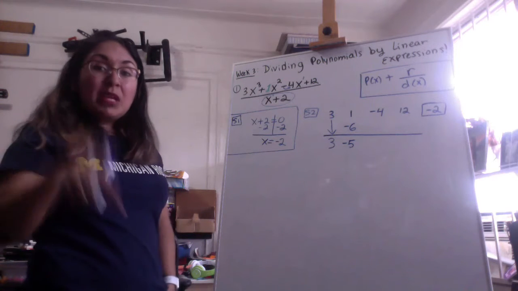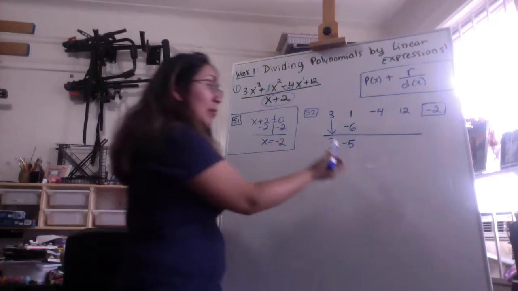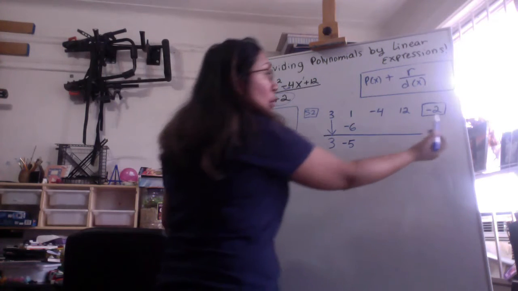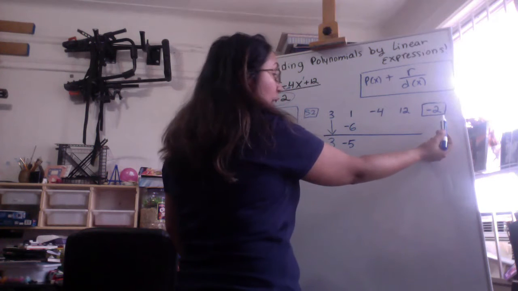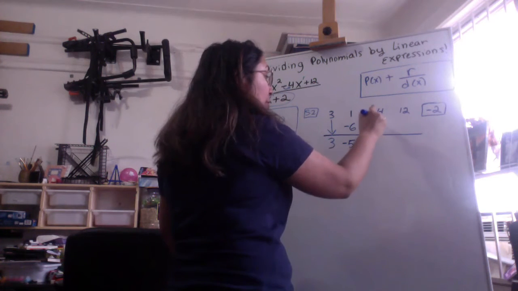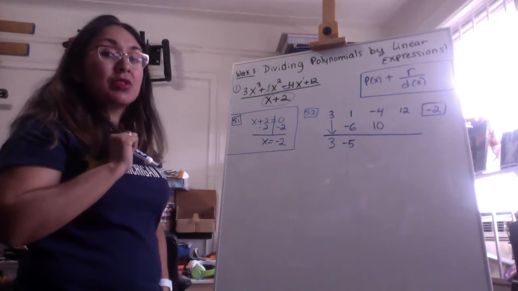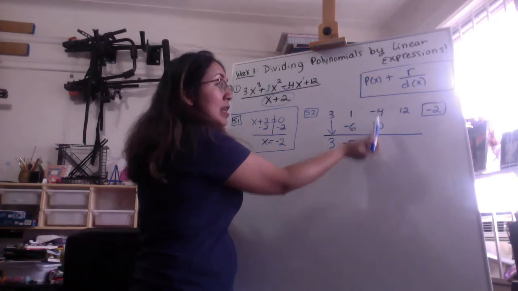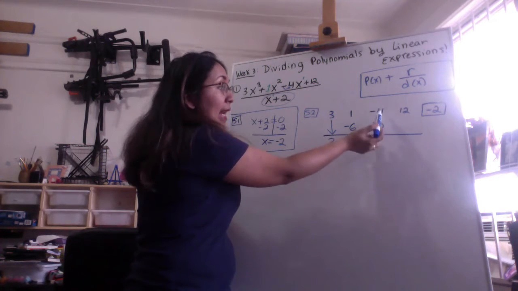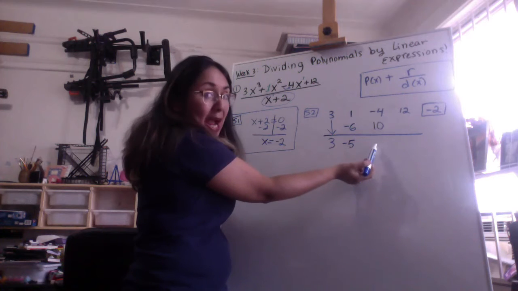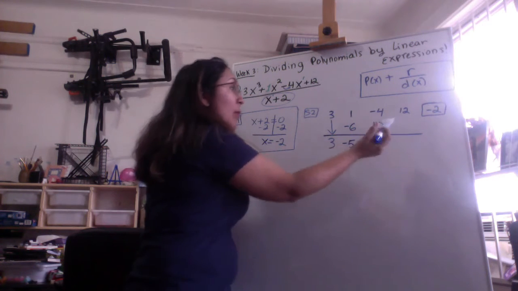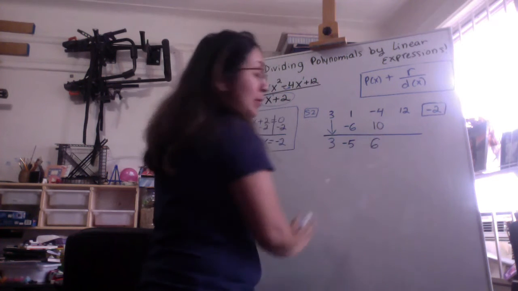And I'm going to repeat the process again. The number past the line, multiply times the number in the square, that gives me 10. I put that number here in the next open space. And then I'm going to combine these two numbers. I'm going to add negative 4 plus 10 and bring it down below the line. Negative 4 plus 10 is a positive 6.